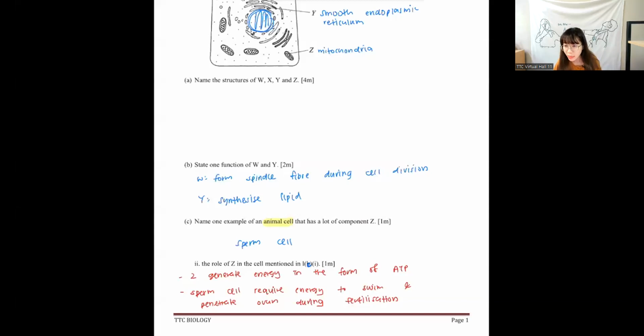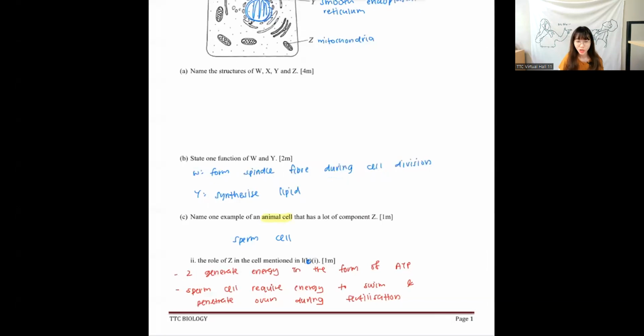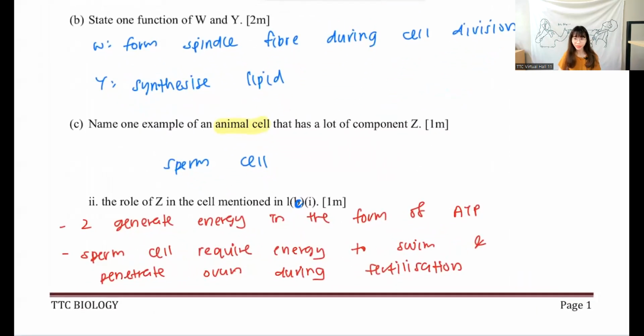For muscle cell, can I write muscle movement? Can, you can. To contract and relax to produce a movement, can.